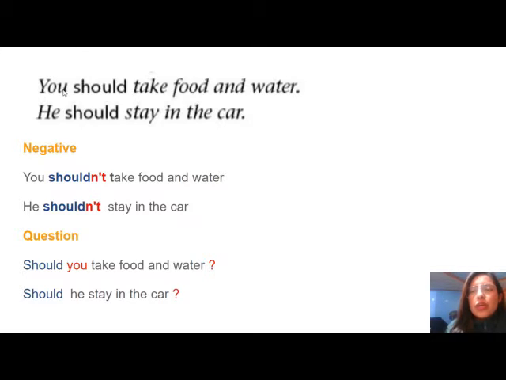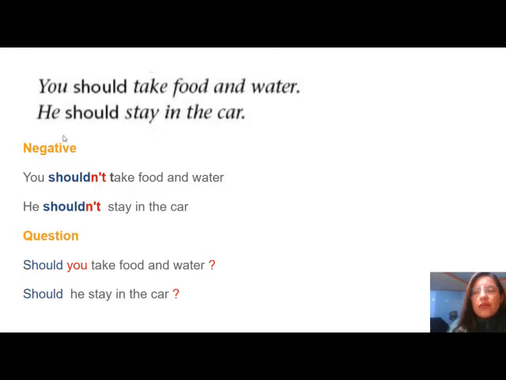Now, we are going to analyze these sentences. For example, you should take food and water, and he should stay in the car. Estas dos oraciones son afirmativas. Now, if I want to change in negative, you have to change the modal verb in negative. You have to add not or with contraction shouldn't. You shouldn't take food and water. In negative, he shouldn't stay in the car.